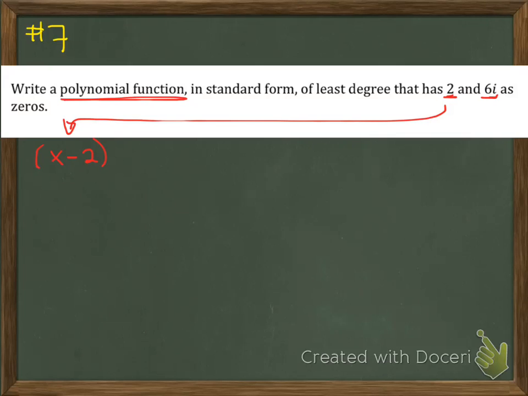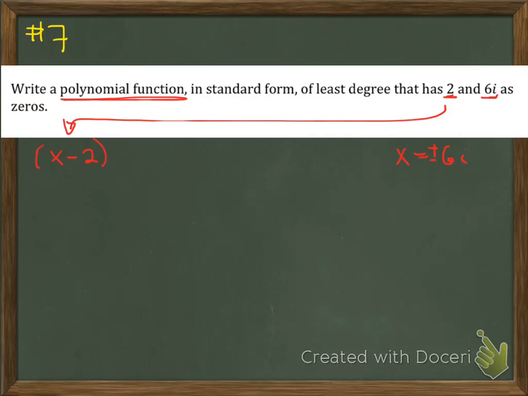The harder part is figuring out what factor this 6i comes from. So if we know that 6i is a solution, or a 0, we know that x is equal to 6i. And by our complex conjugate theorem, we also know that negative 6i would be a solution. So we can say x equals plus or minus 6i.